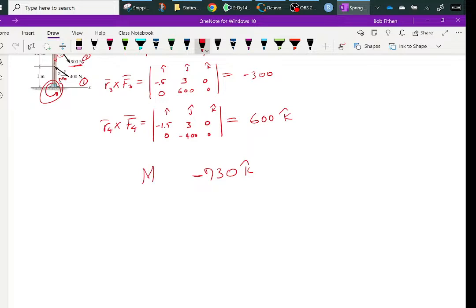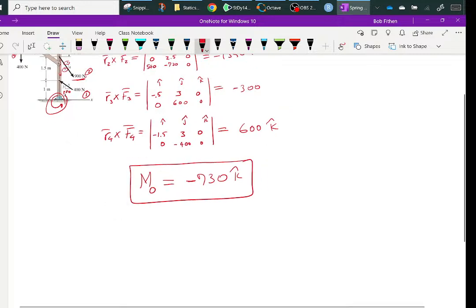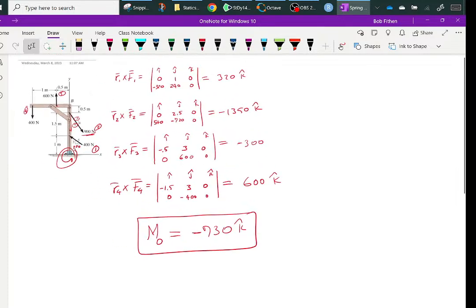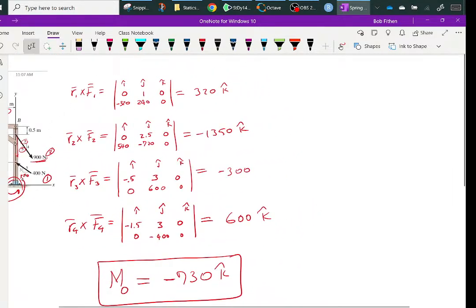So the total moment about the origin is going to be that. I'm going to hang on to that for a minute, if you don't mind. And now what I'm going to do, this looks weird. Let me see if this makes sense to you.